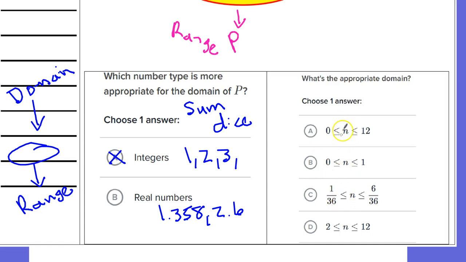And the one that says that the sum of the dice is more than 2, but less than 12 is this one down here. So the correct answer is the sum of the dice is more than 2, but less than 12. Let's practice that again.